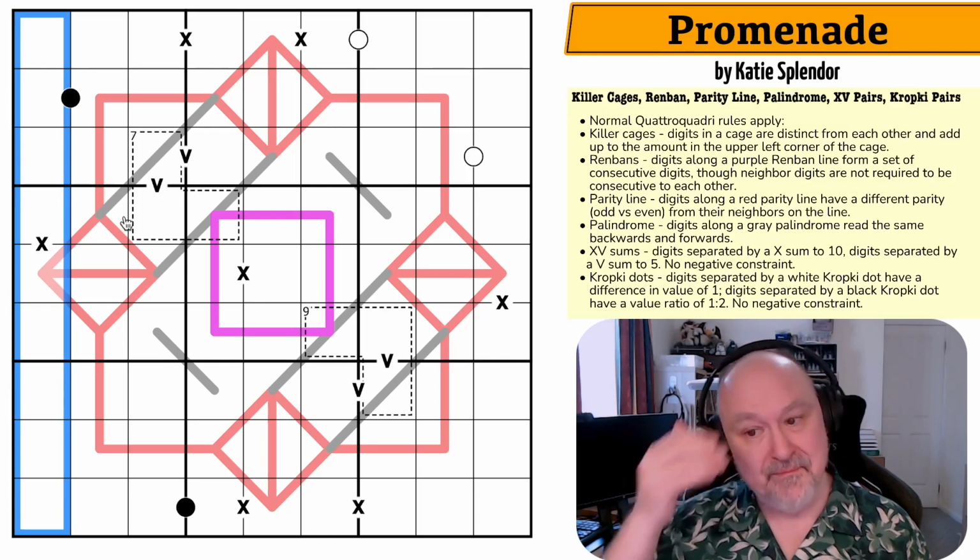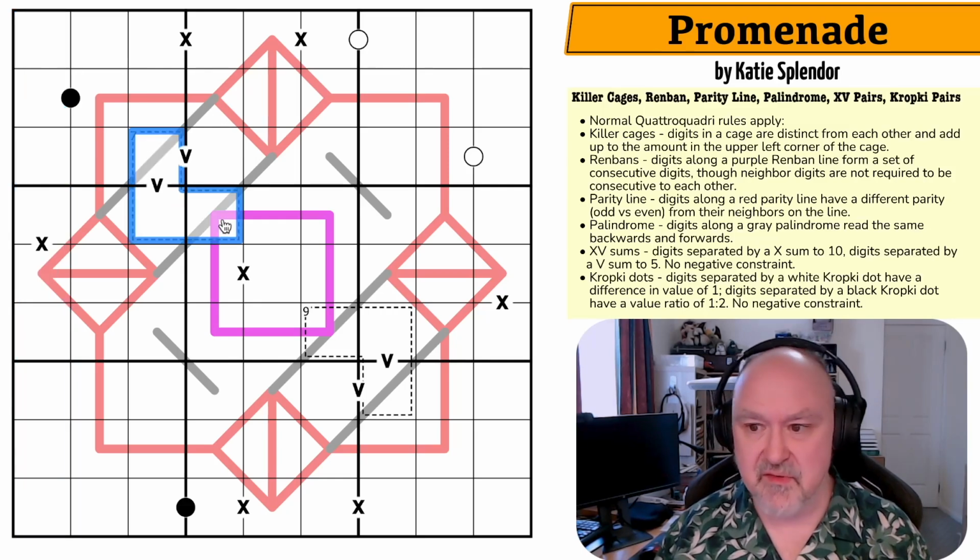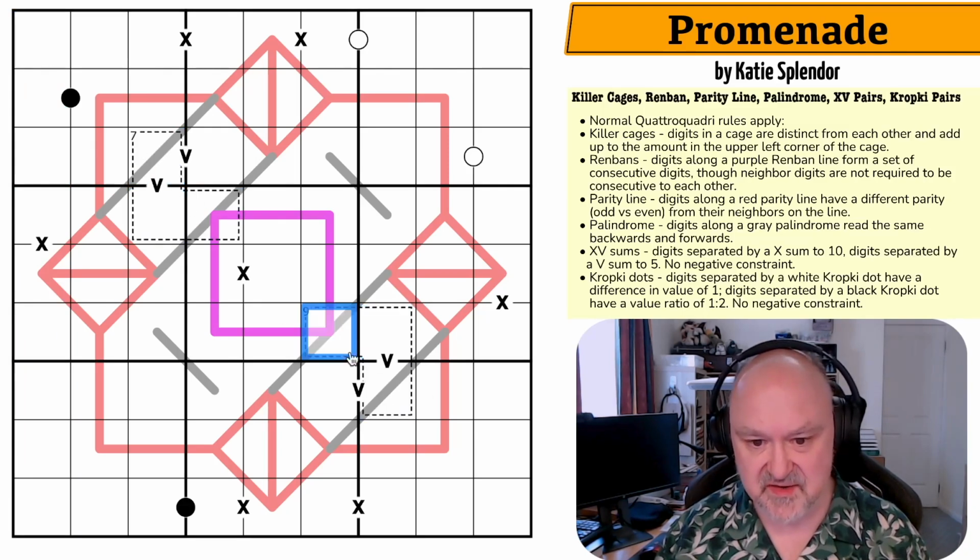Okay, maybe one of the presents I'm getting is different wording for rules, because that's a new one. So what it means is you cannot repeat digits in the cage, and they sum to the number in the top left. So these three digits are different and sum to 7. These three digits are different and sum to 9.